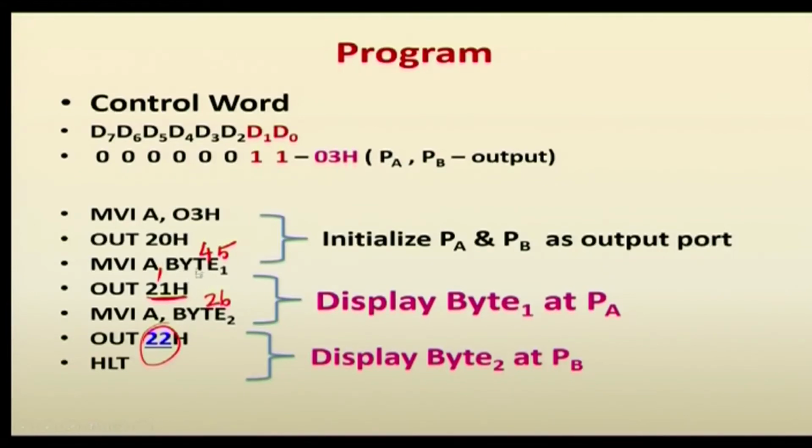Then I want to display the value 45 in port A. So, I have to initialize the 45 into accumulator, then I have to use OUT with the port address of port A, which is 21. Now, the accumulator value is transferred to the port A. The next value 26 I want to display at the port B. So, the 26 is initialized to accumulator, then OUT 22 represents the port address of the port B. After executing this instruction, the value 26 from the accumulator is moved to the port B.